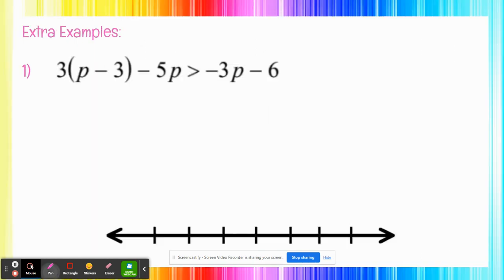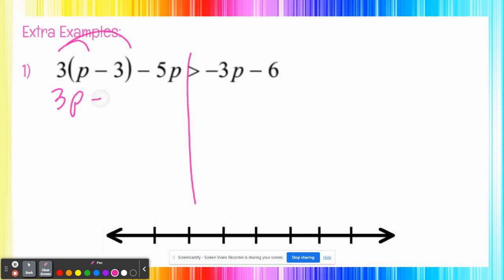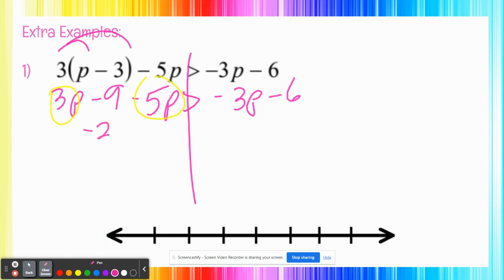Okay, let's do a couple more. Distributive property first, that's 3p minus 9 is greater than negative 5p minus 3p minus 6. Okay, so we have some like terms on the same side. So I have 3p and negative 5p. Those are like terms. I don't do the inverse operation. I just combine those terms to negative 2p and bring the rest of the inequality down.